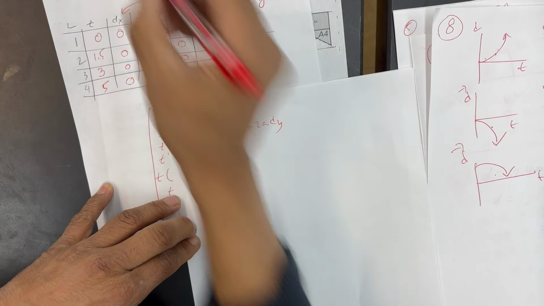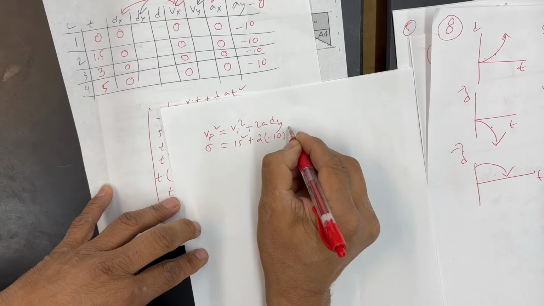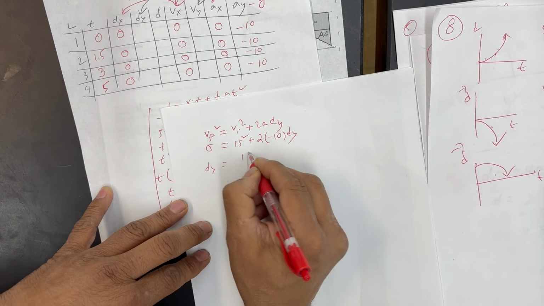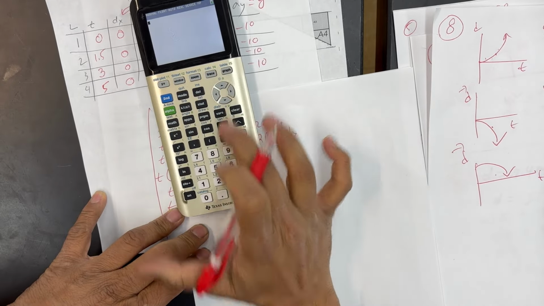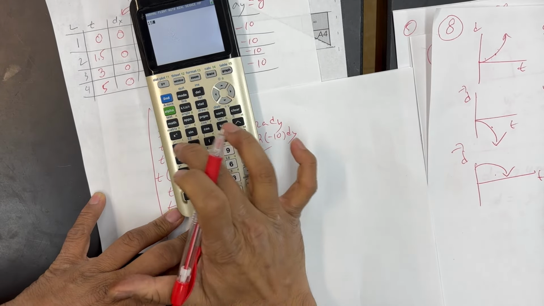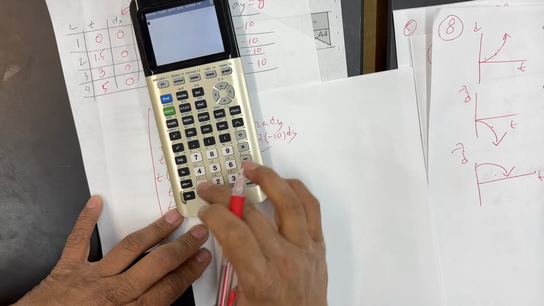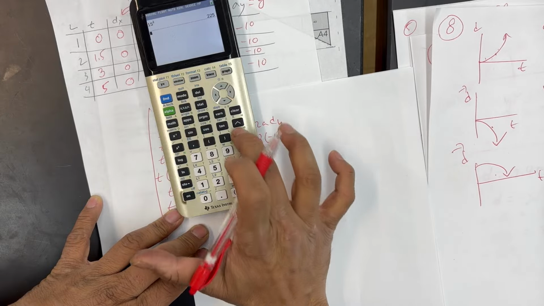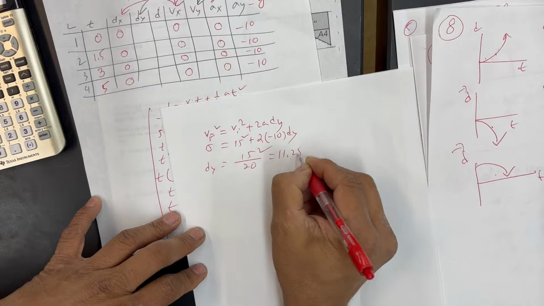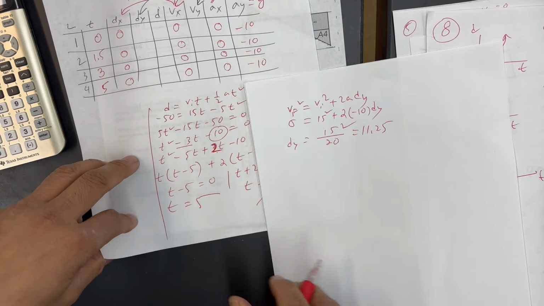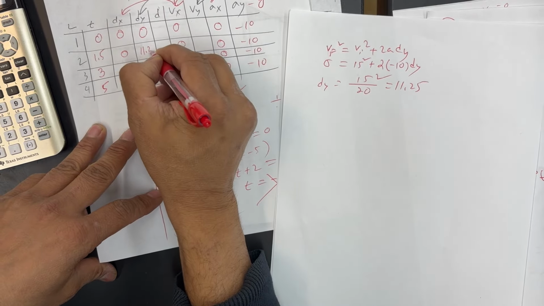The velocity over here is 0. So you're going to write 0 equals 15 squared plus 2 times negative 10 times dy. So dy is equal to 15 squared over 20. 15 squared divided by 20, and that is 11.25. So this one at location 1 is 0, at location 2 is 11.25.